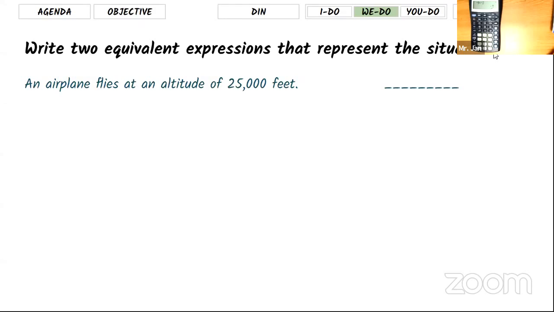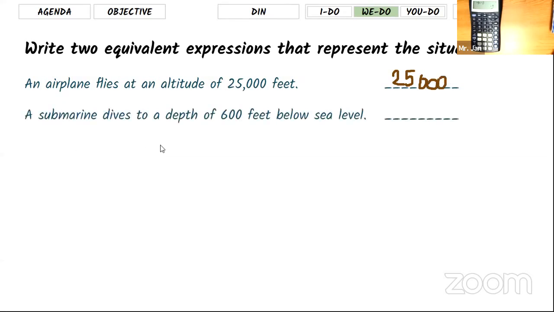We have two different answers. Positive. Do you know why? Yes, it's because it's up in the air, above sea level. Okay, thank you. And it will be 25,000, and it's positive.